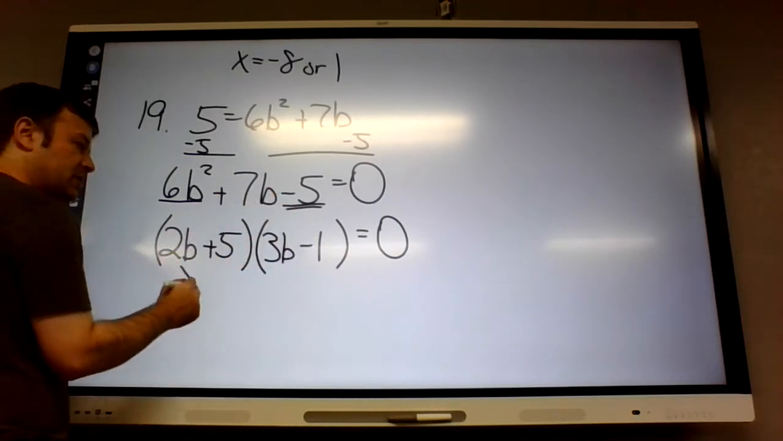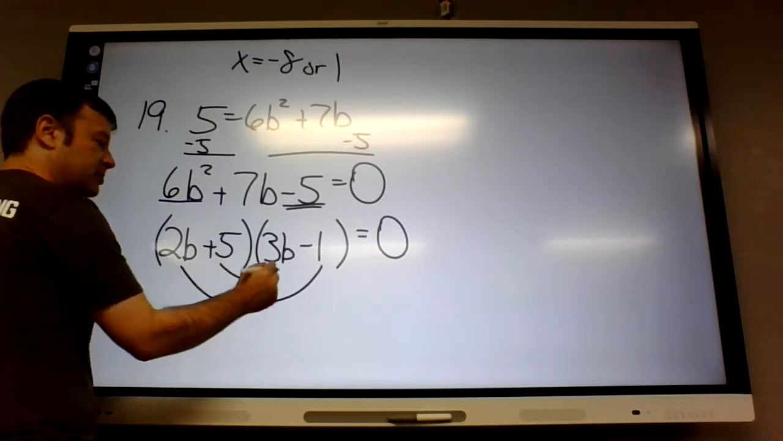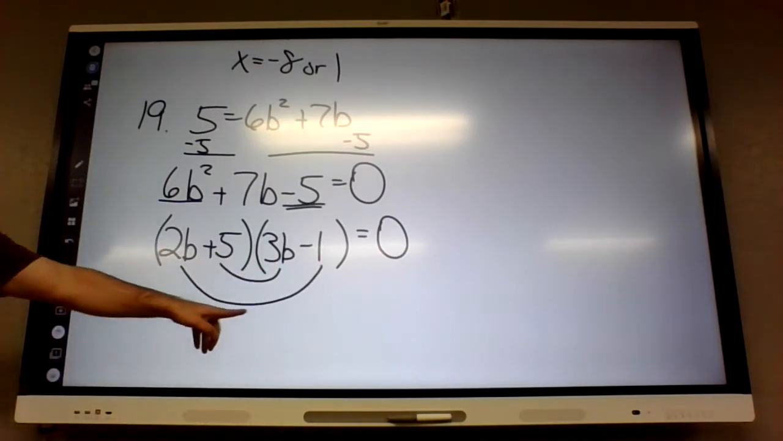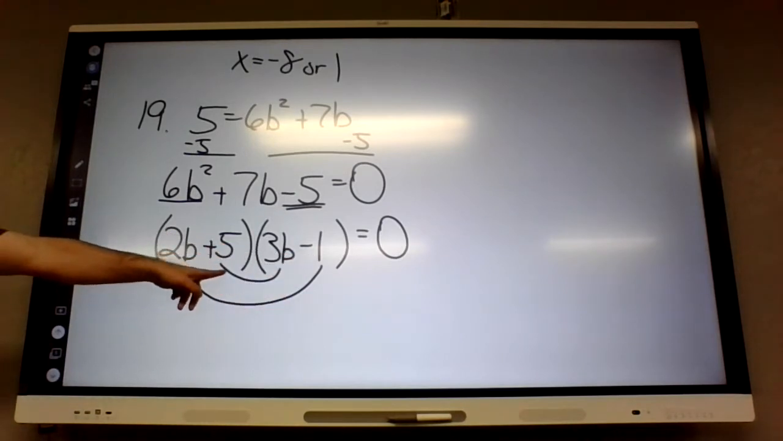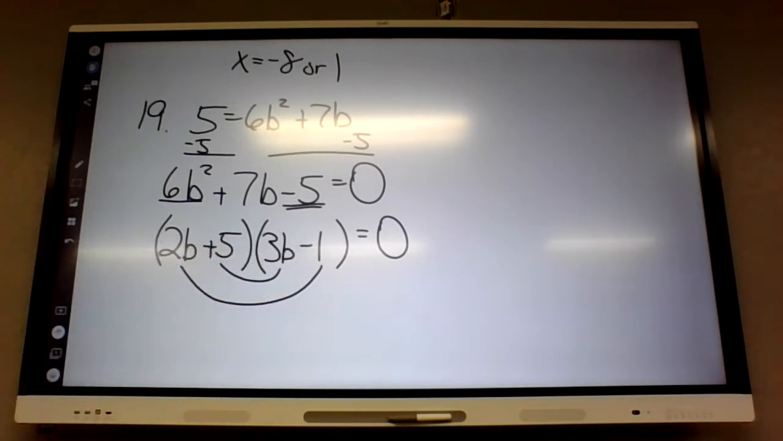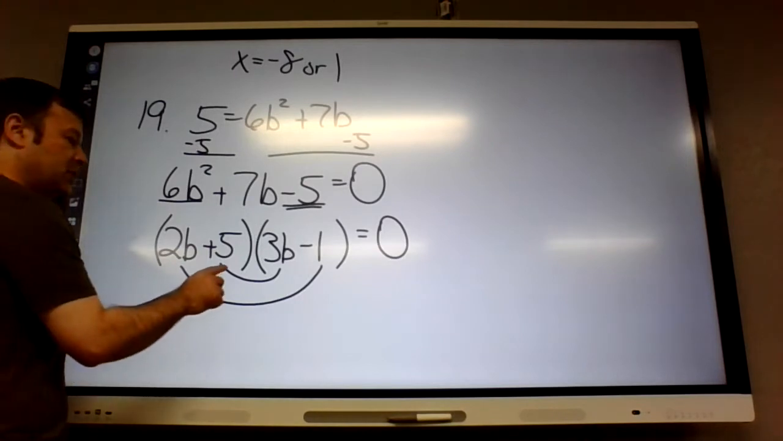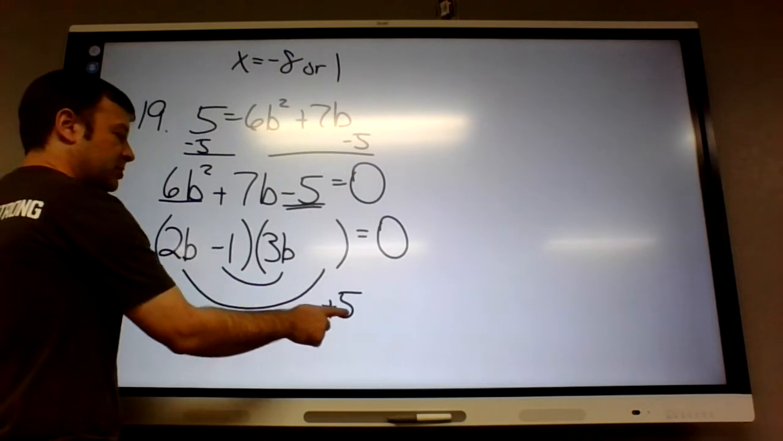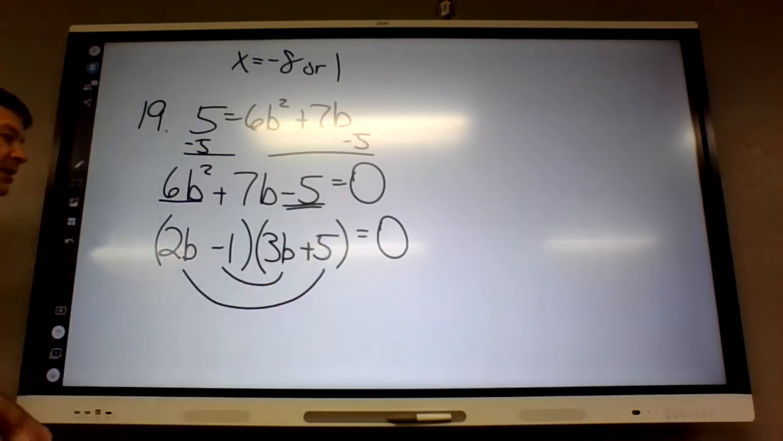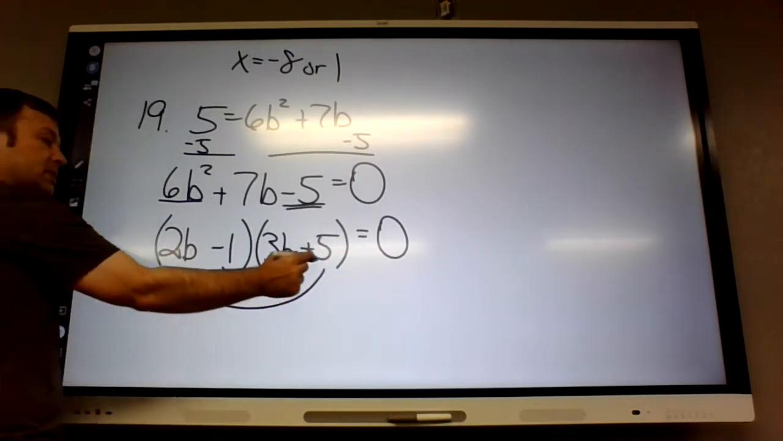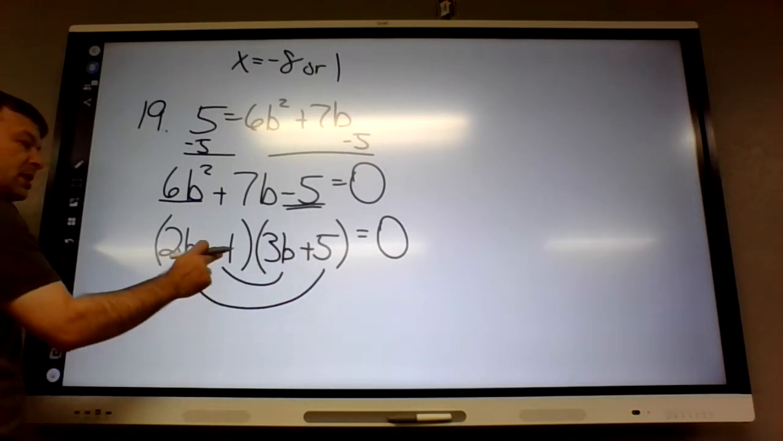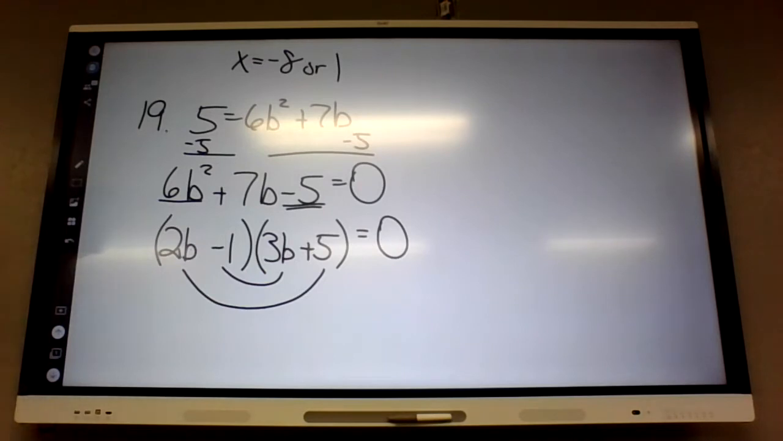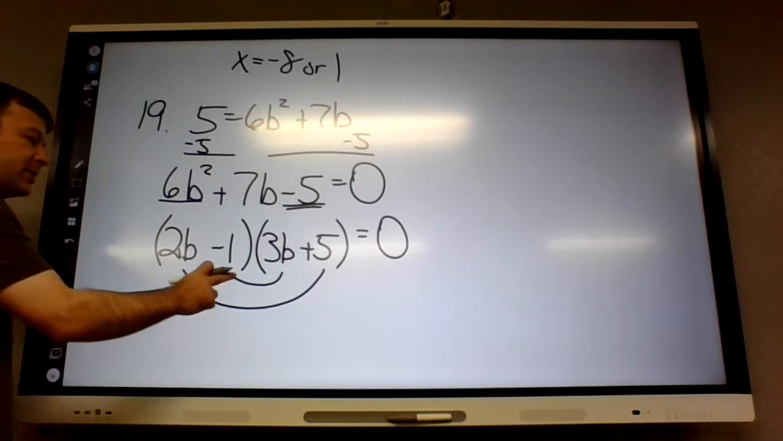So let's check and see. On these problems, we have to do outside and inside. So the outside is minus 2, the inside is plus 15. Is that equal to 7b? No. So I'm going to try and switch the 5 and the 1. Now the outside is 10b, and the inside is minus 3b, and that makes 7b. So that's the right one.